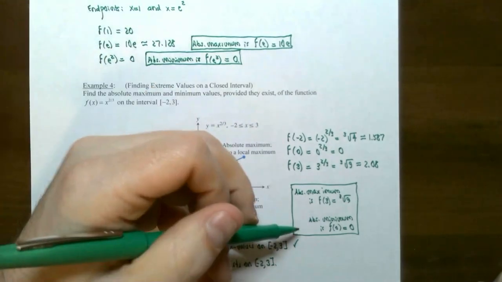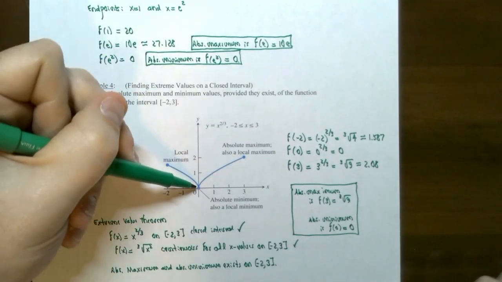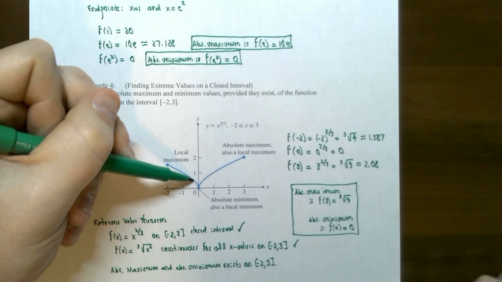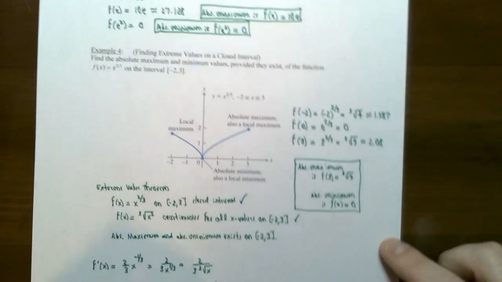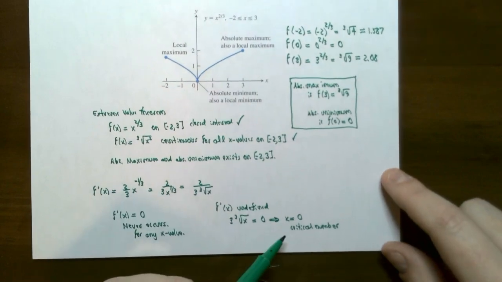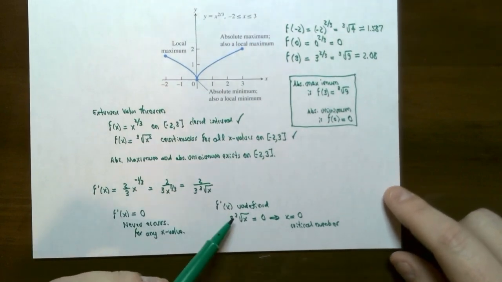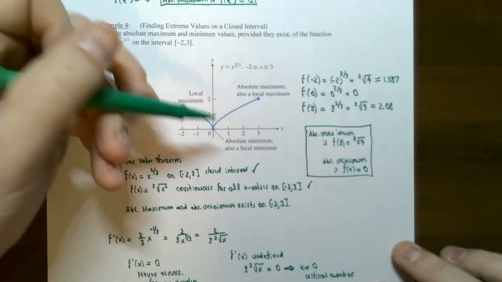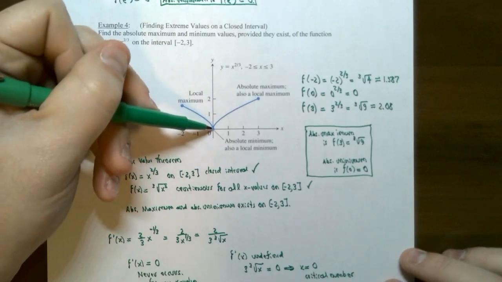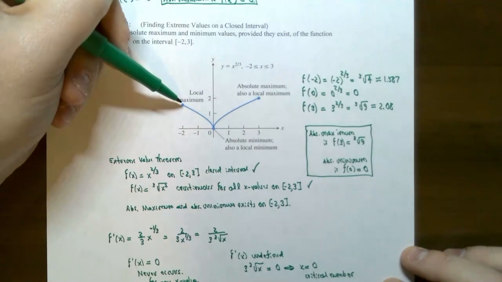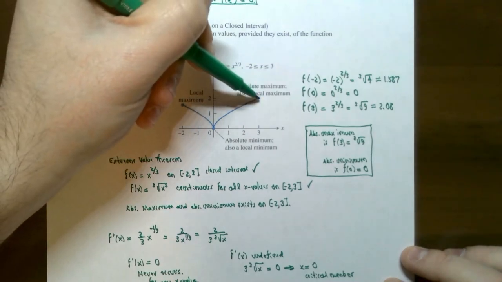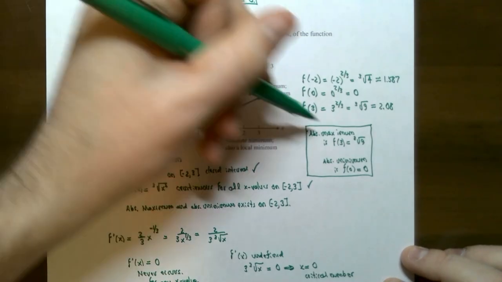And just to check with the graph, you notice that f of 0 gives you a cusp. That was x equals 0, a critical number where the derivative was undefined. So you could have an absolute minimum when you have a cusp, and that's exactly what we found. And the absolute maximum was at x equals 3, and it was the cube root of 9.